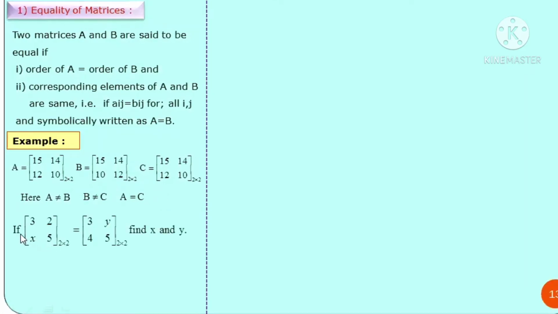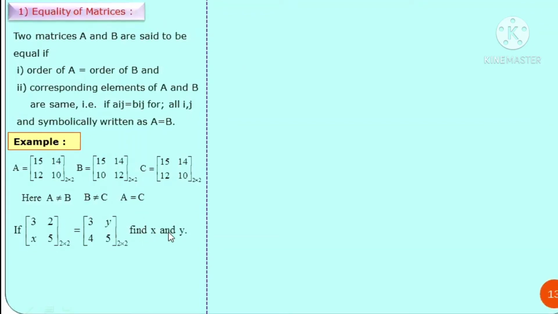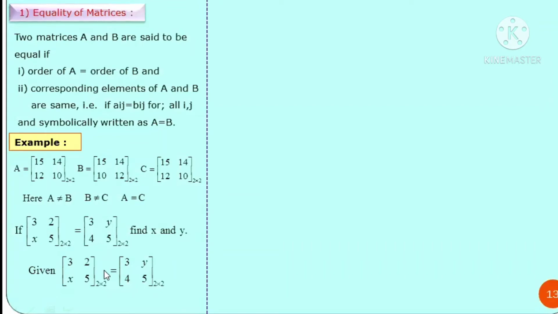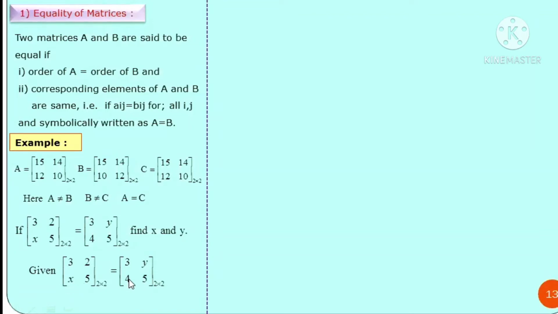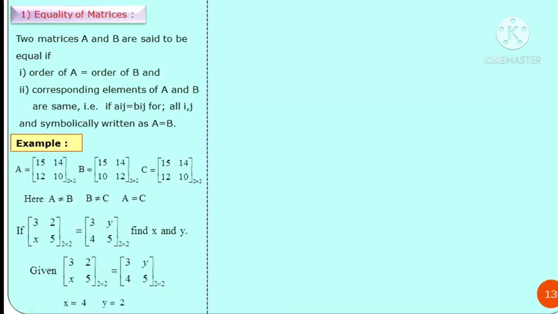Check one more example. These two matrices of order 2 by 2 are equal and they have unknowns x and y. The question is to find the values of x and y. Since the two matrices are equal, the order is the same and the elements are also the same. Check the first element 3, 3 same. Second, 2 and y, so y is 2. Next row, x and 4, so x is equal to 4. Last element 5, 5 same. Hence we obtain x is equal to 4 and y is equal to 2.